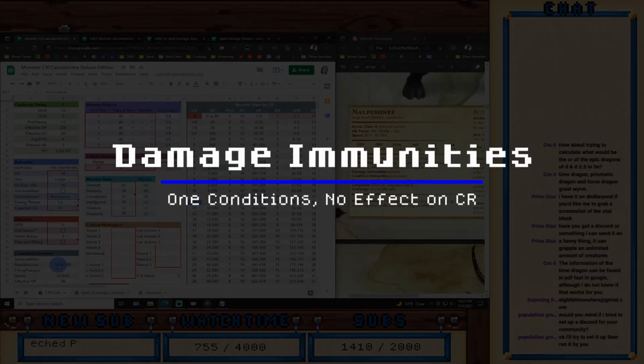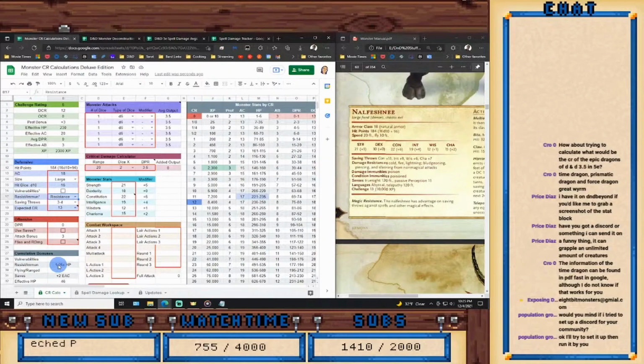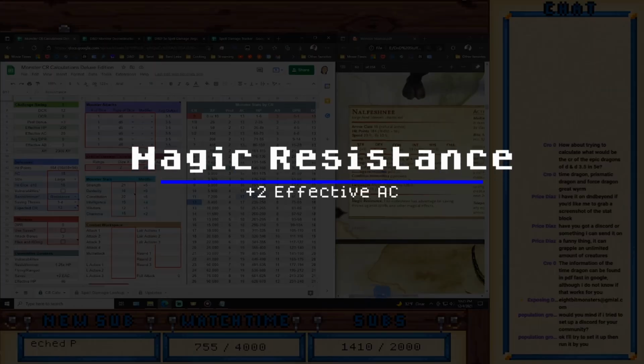And then after that, we have damage immunities to poison, but we will skip that one because it's only one condition and you need at least 3 to factor into the damage immunities and resistances area. Now that all that information is taken care of, we can move into the monster traits here for the Nalfeshnee, and we have magic resistance.